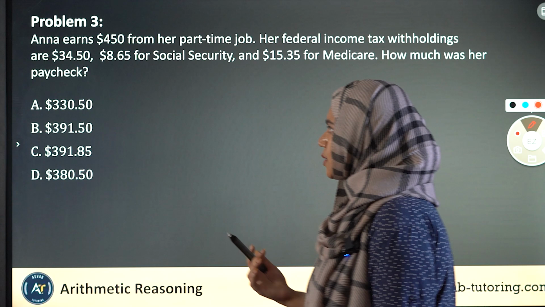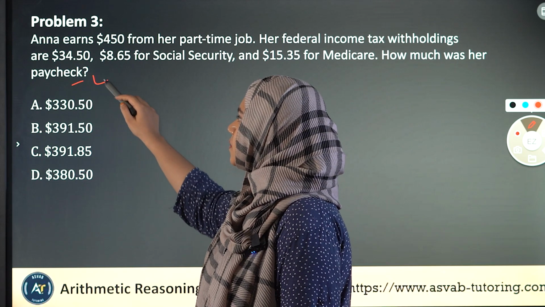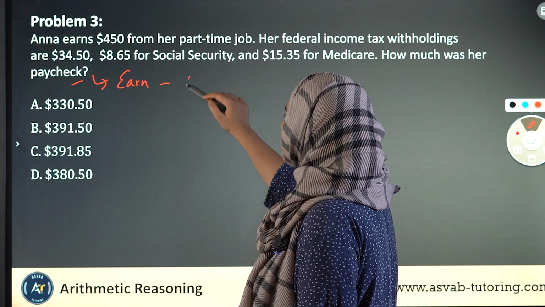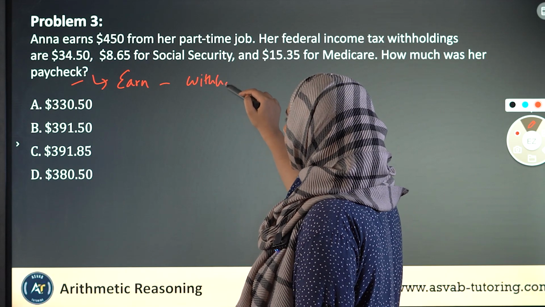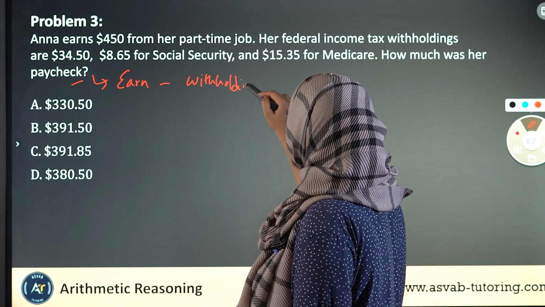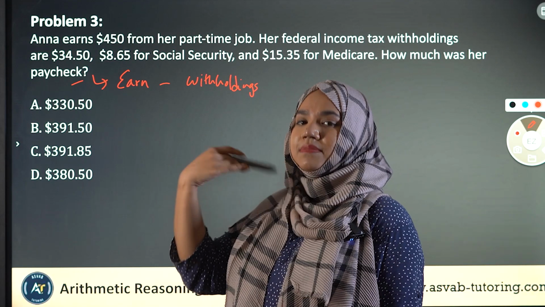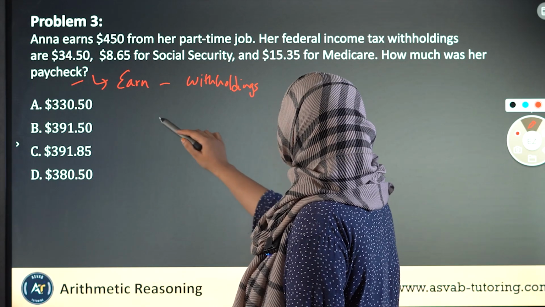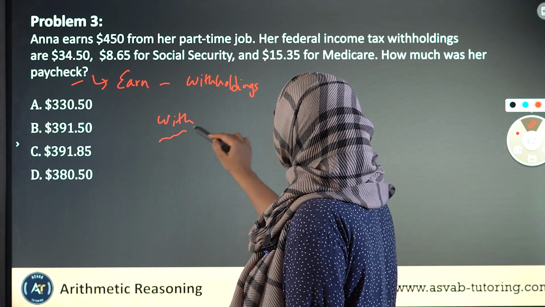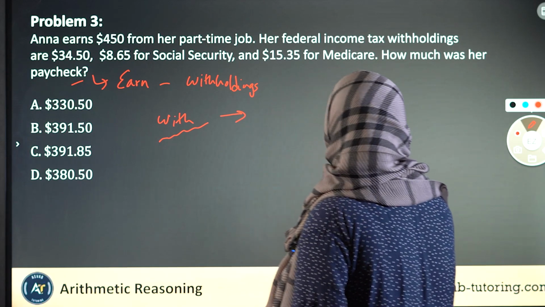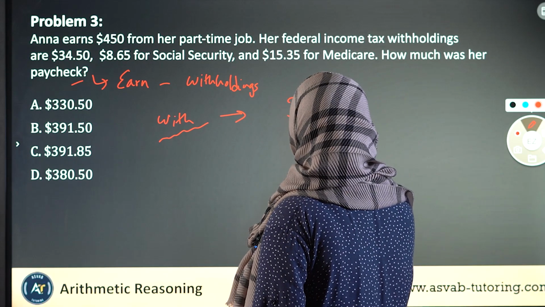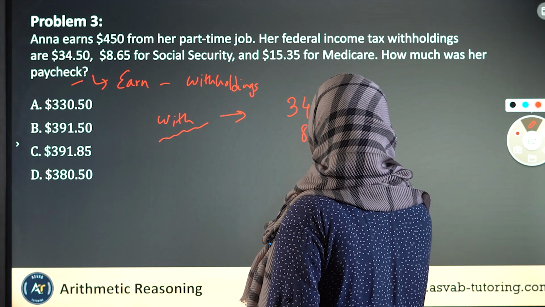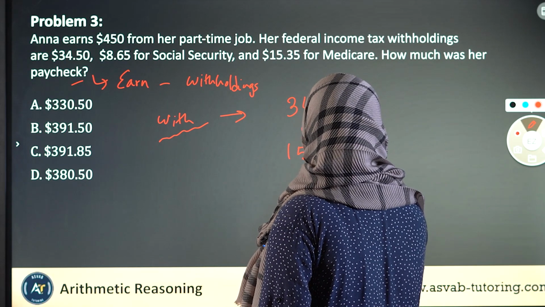So to understand her paycheck, what we need to do is we need to know how much she's earning minus all of her withholdings, right? As in, we need to put all of the incomes minus all of the expenses. So let's first find out how much are her total withholdings, okay? So we have 34.5. Then we have 8.65 and we have 15.35, all right?